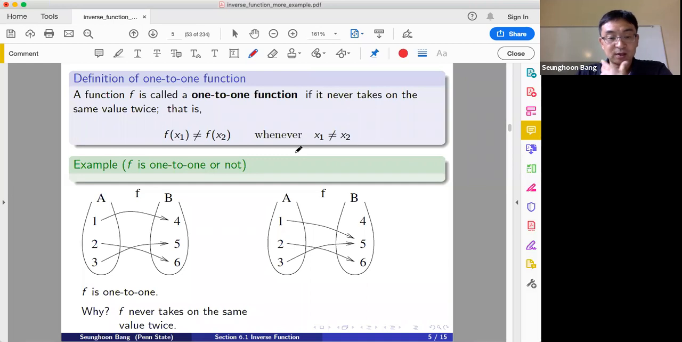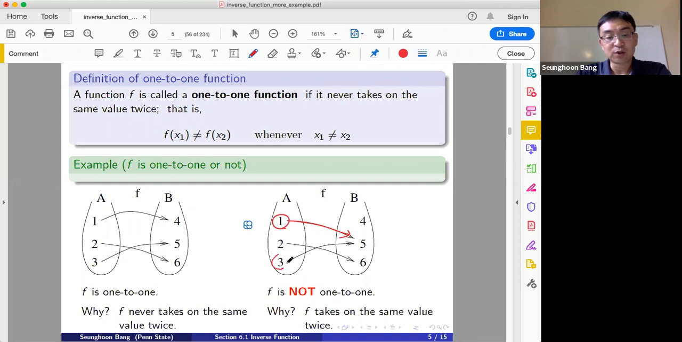What do you think? Is this function one-to-one or not? Could you write your answer? Okay. Yeah, not one-to-one, because f takes on the same value twice. Here, 1 is going to 5, and 3 is going to the same number 5. So f is a function, but not one-to-one, because f takes the same value 5 twice.